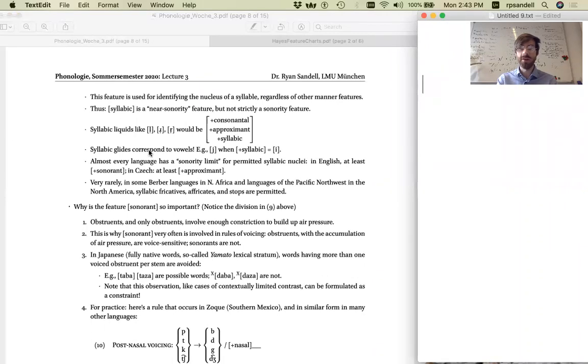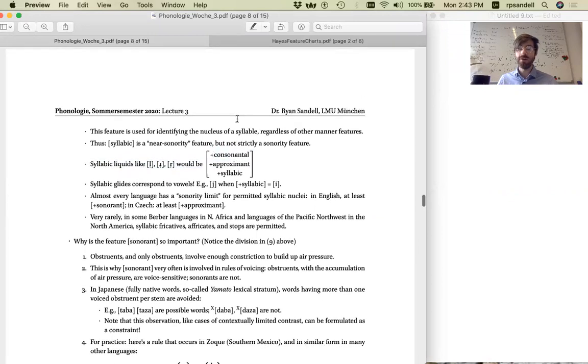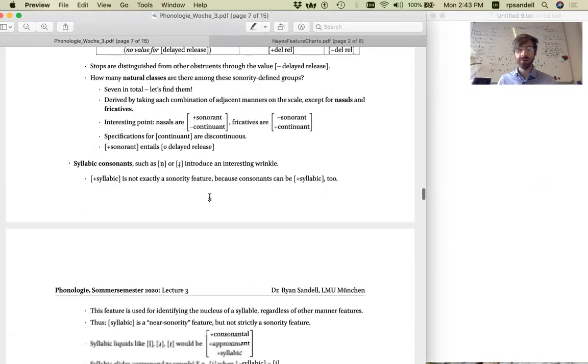So if we consider what a feature matrix for defining some syllabic liquids would be like, we would need the features that define liquids, in contrast to all the other manners. So the liquids are plus consonantal and plus approximant. Let's check this. So liquids are plus approximant and plus consonantal. The glides, on the other hand, are minus consonantal. The nasals, on the other hand, are minus approximant.